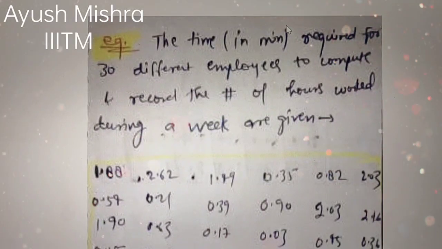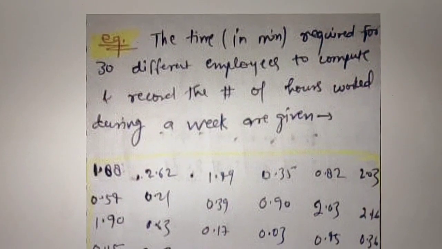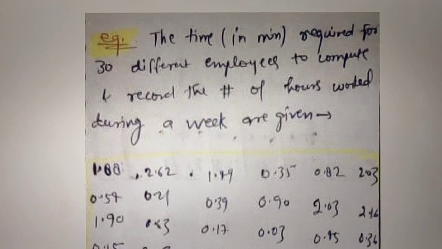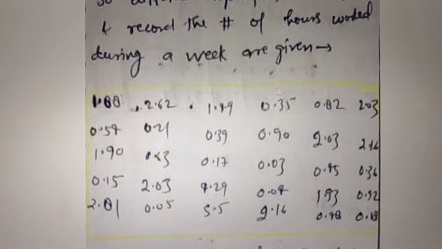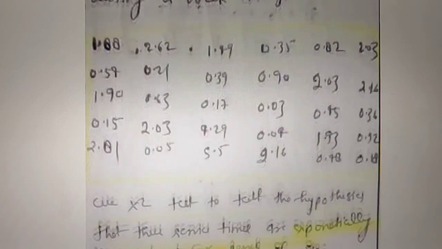Hello guys, now in this video I am going to discuss the chi-square test using the exponential method. So I have taken here one simple example. The time in minutes required for 30 different employees to compute and record the number of hours worked during a week are given in this form. So there are 30 employees' data and their respective working hours.